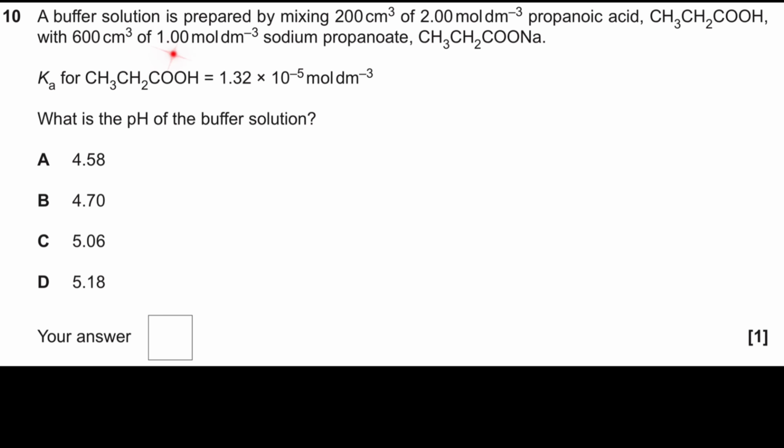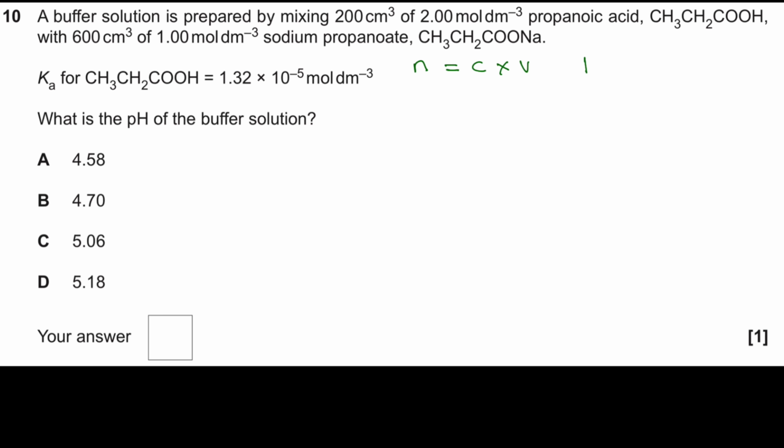Question 10. A buffer solution is prepared by mixing 200 centimeter cube of 2 molar propanoic acid with 600 of 1 molar sodium propanoate. Ka for propanoic acid is 1.32 times 10 to the power minus 5 molar. What is the pH of the buffer solution? Well, to find the pH, we need to find the H plus concentration. And to find the H plus concentration, we can use the Ka. But first of all, mole is concentration times volume.